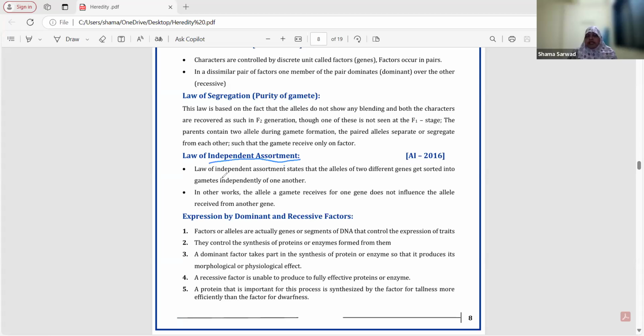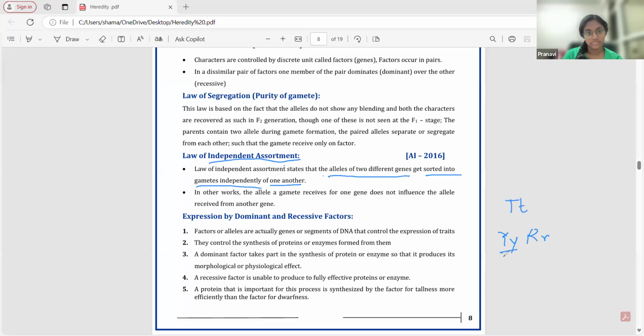Law of independent assortment states that the alleles of two different genes get sorted into gametes independently of one another. Like we have seen, whenever gametes are formed, there would be capital T, small t, capital R, small r, capital Y, small y. But then later it gets segregated for the characters.